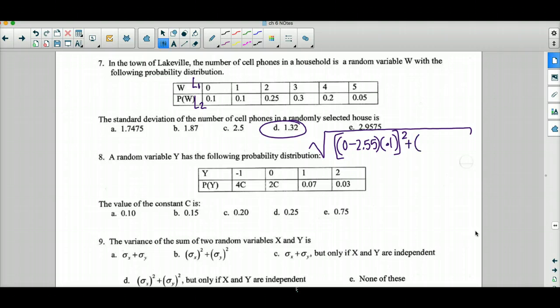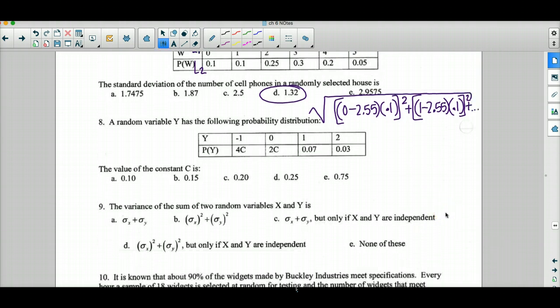Plus, you're taking 1 and you're subtracting 2.55 and you're multiplying it by the probability of that event, and then you're going to square it. Plus dot, dot, dot. You don't have to show them a ton, but you have to show them a little bit that I know this is what you do. You take the value, subtract it from the mean, multiply by the probability, and you square it. So if you get the answer right, but you don't show your work, they're probably going to give you a P at best.